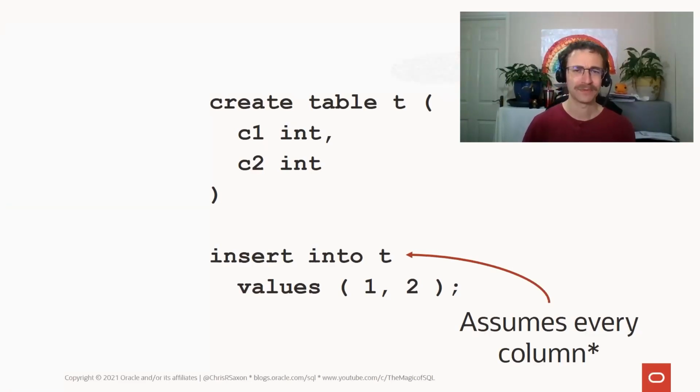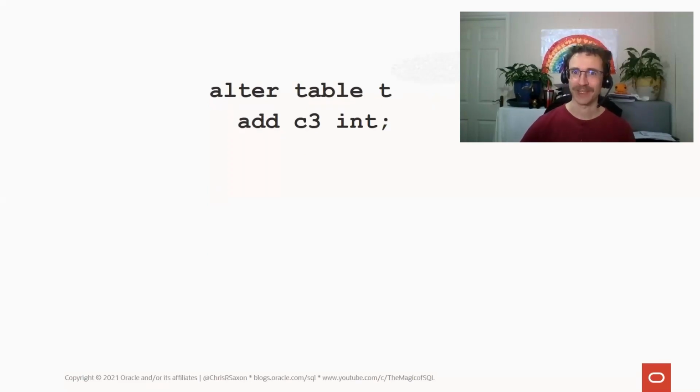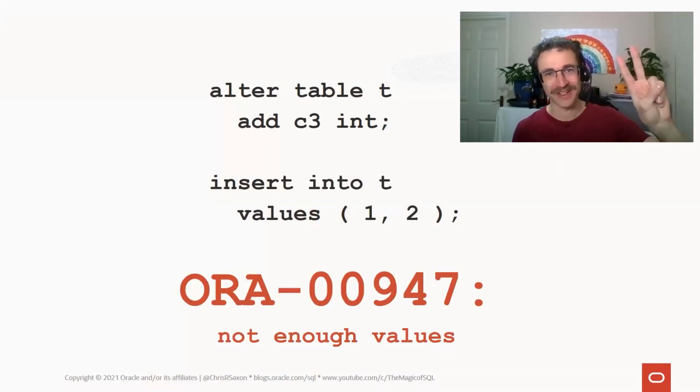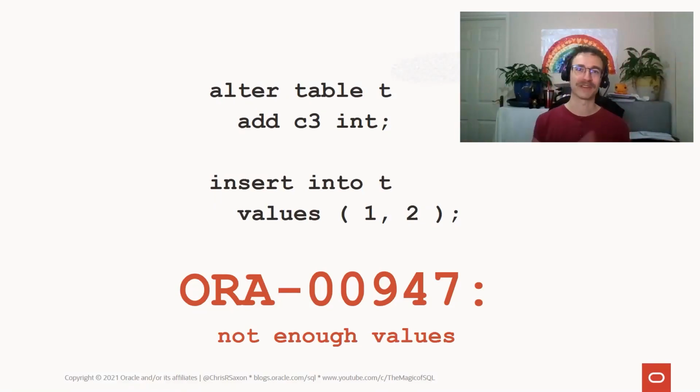Why? Well, what happens if we go and change the table? Let's add a column to it. We try and run the same insert statement. What's going to happen? We've got 3 columns, but we're only providing values for 2 of them. So the whole thing falls over in a big heap. Well, I say nice, in a big heap that you don't really want.